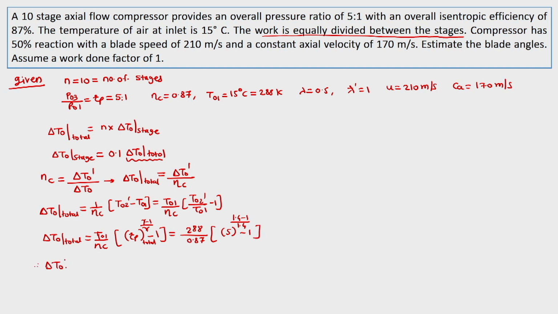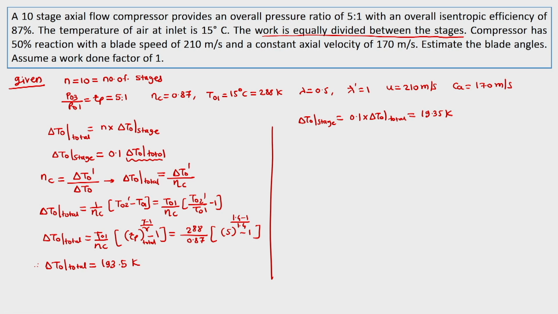So we get delta T naught total as 193.5 Kelvin. So we can say that delta T naught stage is equal to 0.1 into delta T naught total. So it is equal to 19.35 Kelvin. We can find out delta T naught.